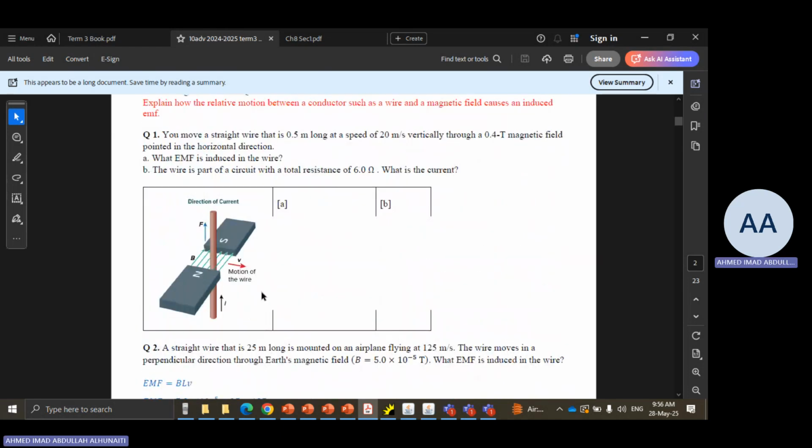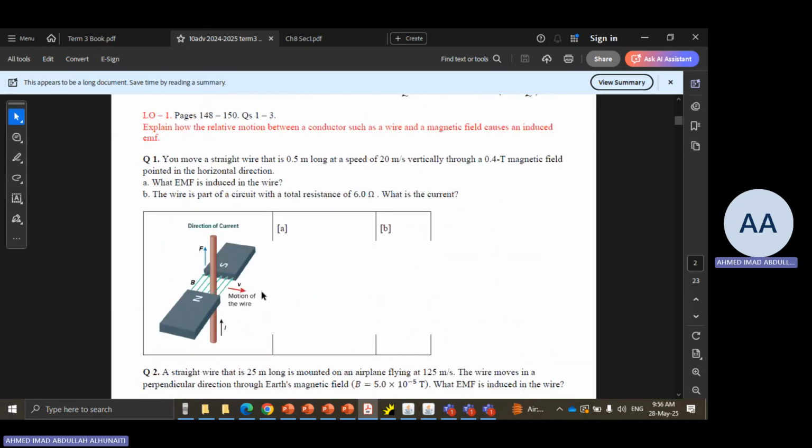Let's have a look at one of the questions. Maybe let's go with question number 1. You move a straight wire that is 0.5 meters long at a speed of 20 meters per second vertically through a 0.4 Tesla magnetic field pointed in the horizontal direction. Question A says, what is the EMF induced? Question B says, if the wire is part of a circuit with a total resistance of 6 ohms, what is the current? So let's analyze this question.